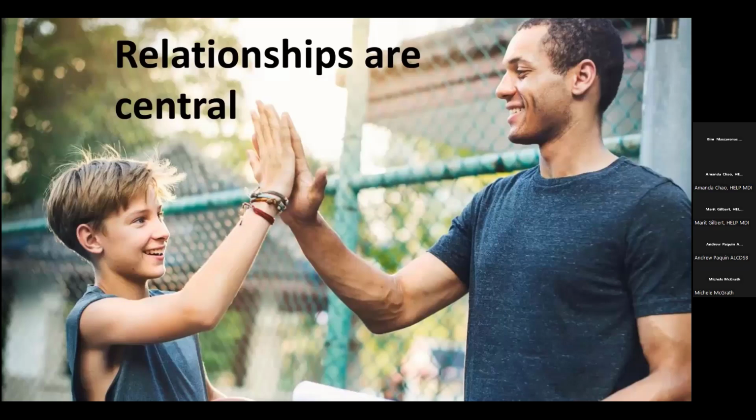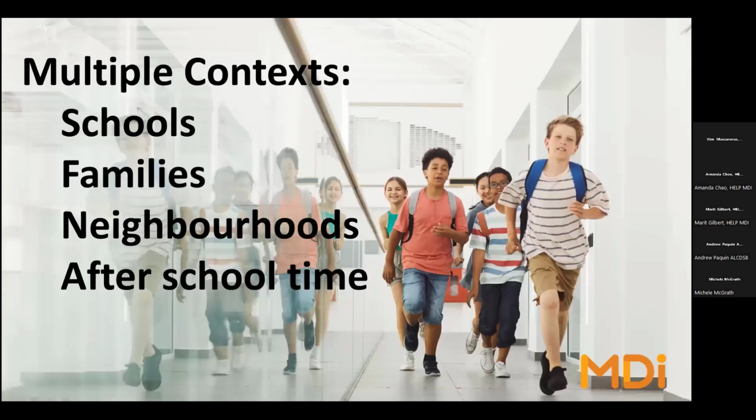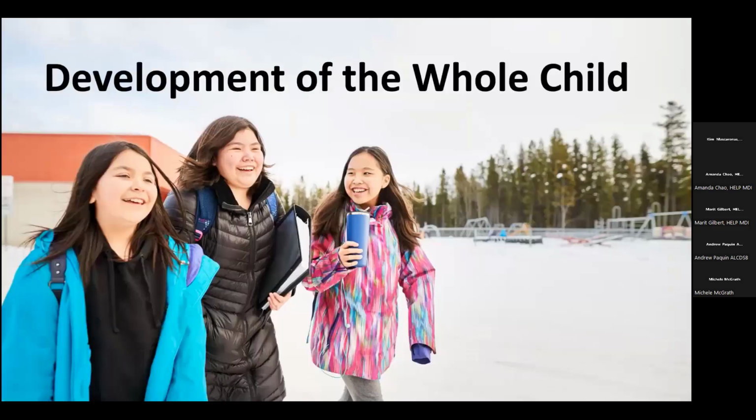We also know from research on resiliency that relationships are central to children's healthy development. So relationships and connections with peers, with adults at home, school, and community are also part of the MDI measures. It looks at multiple contexts, meaning we ask children about their lives, both inside and outside of school. So the information is relevant for communities, for families, and for schools. It looks at the development of a whole child. So it really looks at a holistic view.